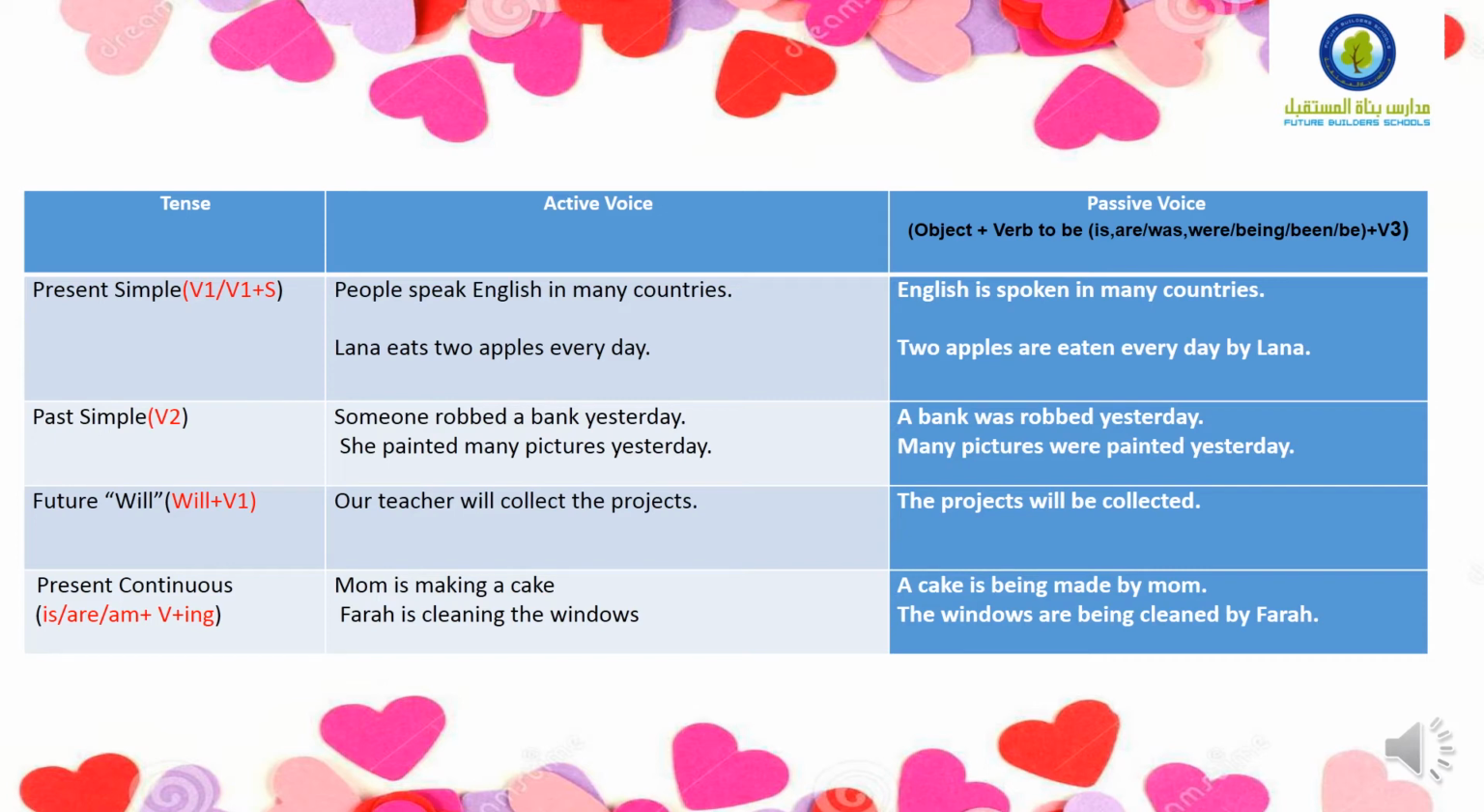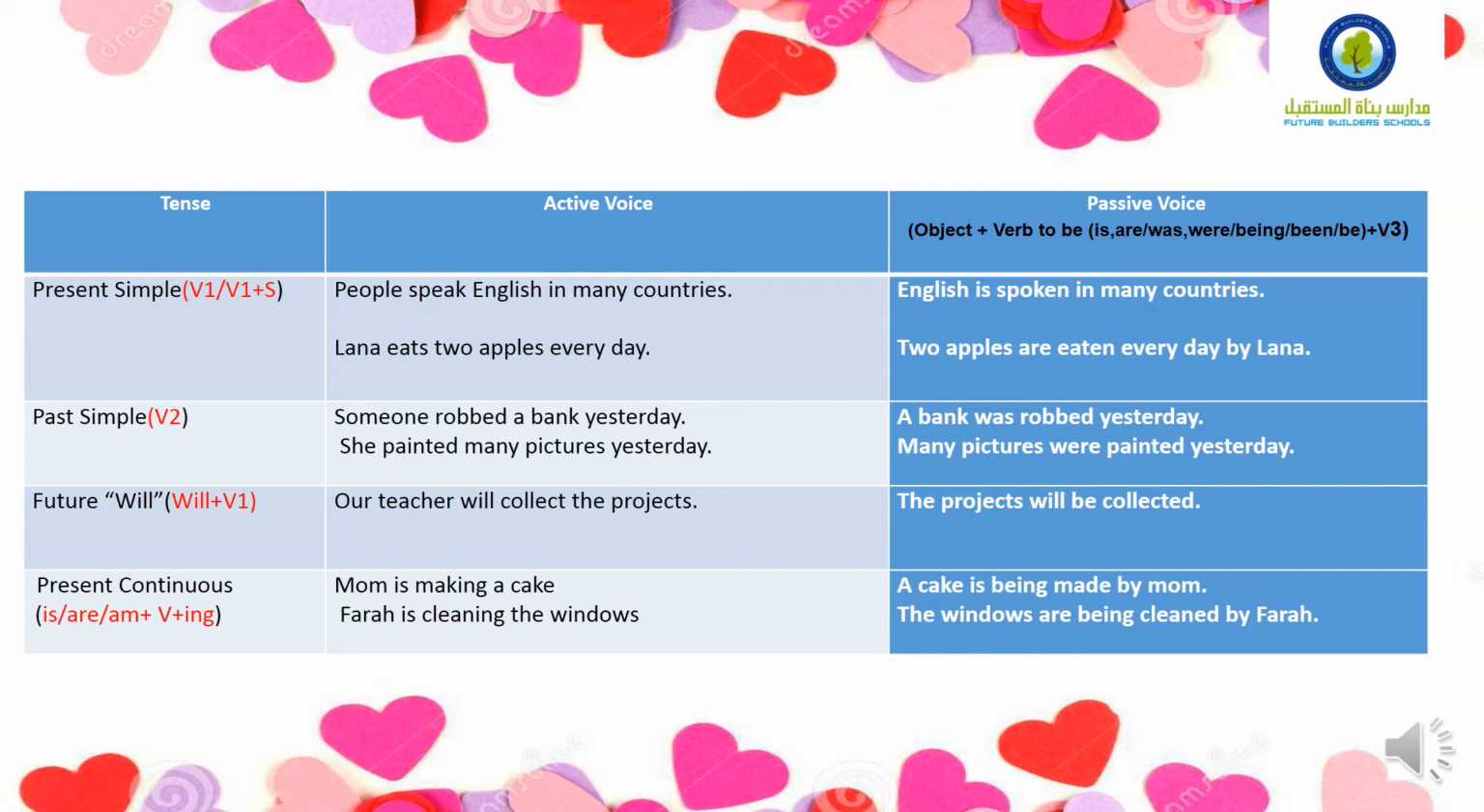Examples. Someone robbed a bank yesterday. Now, first of all, you bring the object. بتروحي على الفعل. robbed سرق ماذا؟ البنك. So البنك هو المفعول به. نظف ماذا؟ الشباك. الشباك هو المفعول به. So a bank. Now, is or are? No. For verb 2, we use was or were.